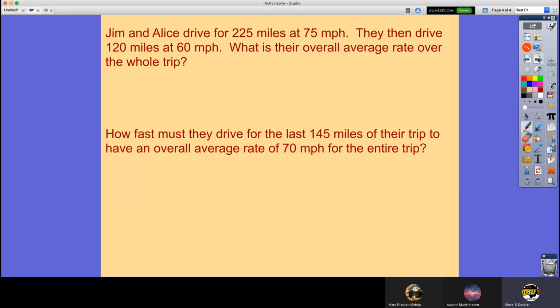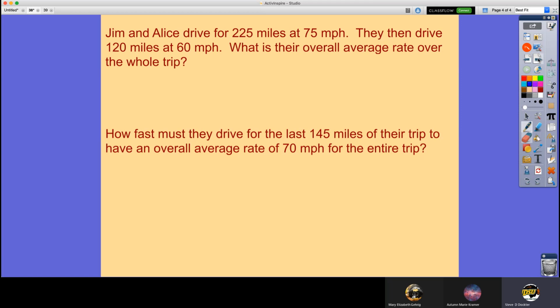All right, so as you can see, Jim and Alice are driving for 225 miles at 75 miles an hour on their first leg. So maybe they're on the interstate for that part. Then they got to go onto a highway. They figure they have to drive 120 miles and they're going to average 60 miles an hour. What is their overall average rate for the whole trip?